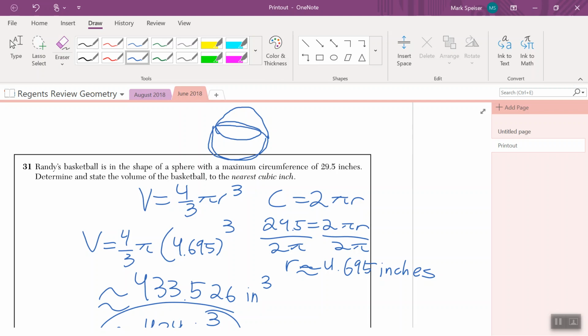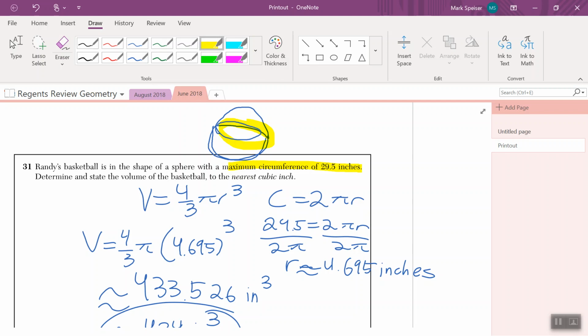Randy's basketball is the shape of a sphere with a maximum circumference of 29.5 inches, so the distance around the middle is 29.5 inches. This is the distance around the great circle. Determine the volume of the basketball to the nearest cubic inch.